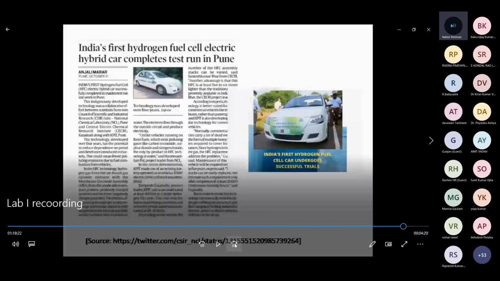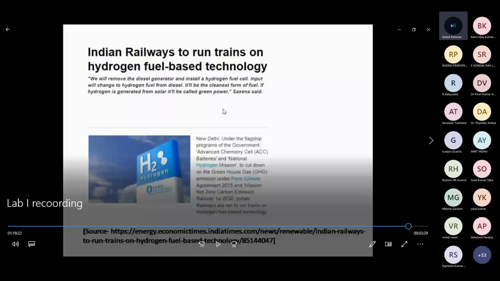This technology, everyone already knows, in New Delhi, under the flagship program of the government, advanced chemistry cell batteries, and the National Hydrogen Mission to cut down greenhouse gas emissions under the Paris Climate Agreement, Indian Railways has to run trains on hydrogen fuel based technology.